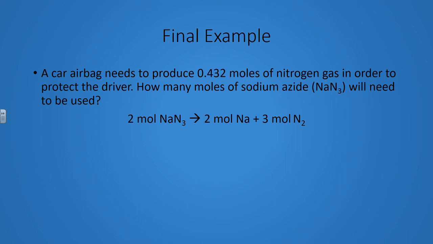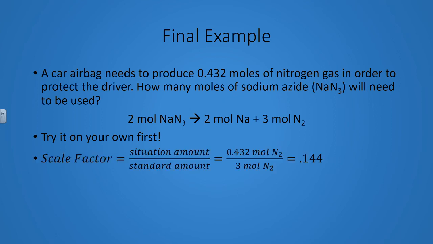2 moles of sodium azide will decompose to give 2 moles of sodium and 3 moles of nitrogen. Our situation says we need 0.432 moles of nitrogen gas, and I'd like you to try this on your own before I go any further. So please remember what you know about scale factors and situation and standard values. Pause this video, take a minute or two as needed to work it out on your own, and when you are ready to come back, I will be right here waiting for you.